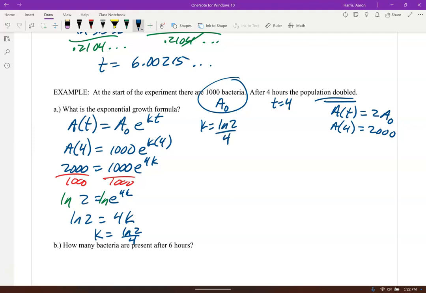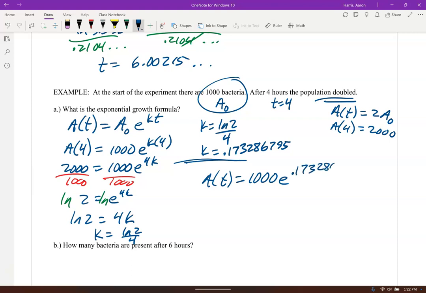Well, if I punch in the ln of 2 and divide it by 4, I get 0.173286795 and so on. We'll just do it to there. So the formula is A sub 0, I started with 1,000, e to that k value we just found, times t.